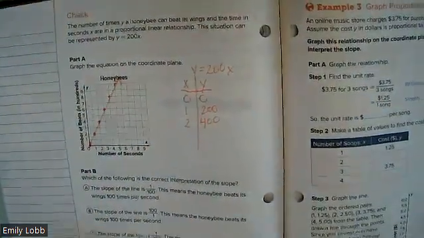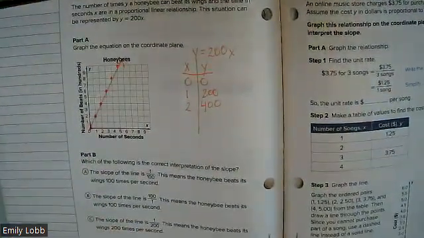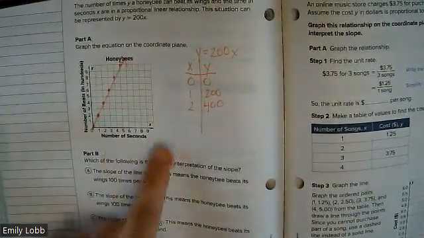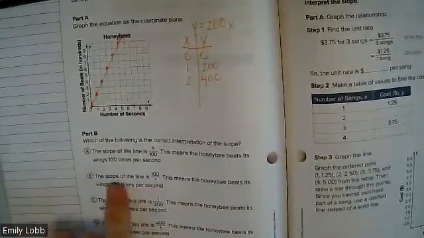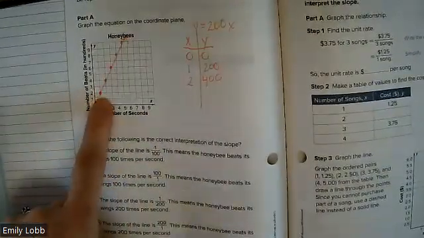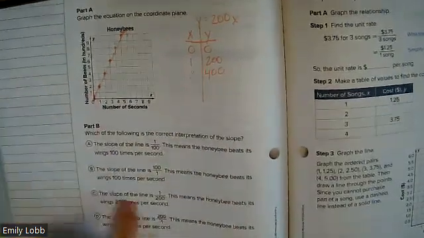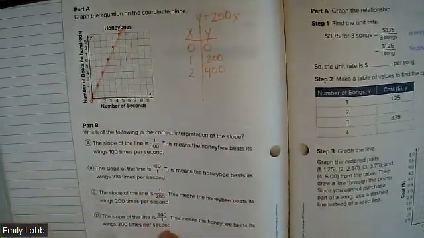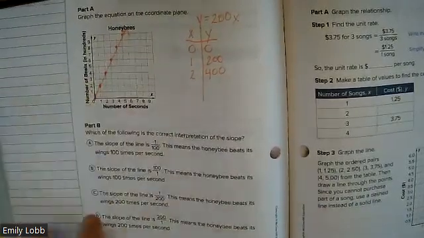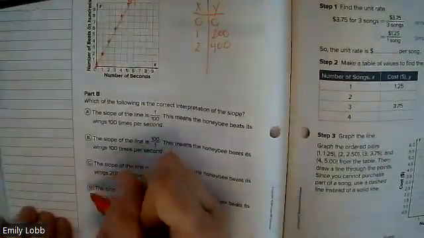Which of the following is the correct interpretation of the slope? The slope of the line is 1 over 100. Is it going up 1 for every 100 seconds? No. Is it going up 100 for every 1 second? No, that would be right there. It's not going up 1 for every 200 seconds. It's going up 200 beats for every 1 second. So this is D.